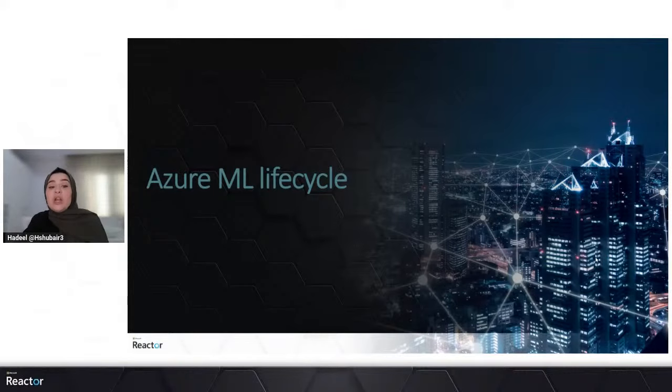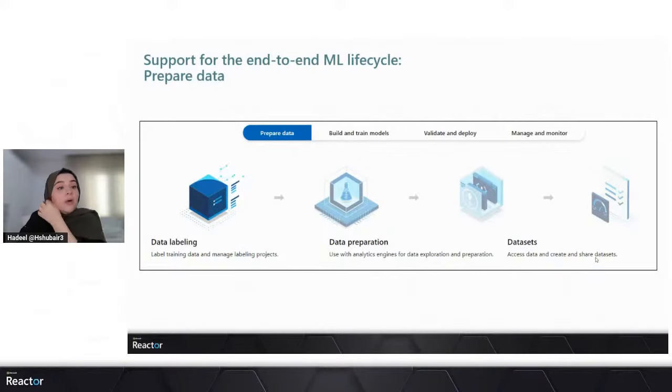Let's look at the Azure Machine Learning lifecycle. Now, once it comes to an end-to-end machine learning lifecycle, let's look at how it could look on the platform. The first thing in any machine learning lifecycle is to begin by preparing your data. So what do we mean by preparing our data? With preparing our data, you start by labeling your data. So you would label your training data and manage your labeling projects. Then you will start by preparing the data that you have in hand.